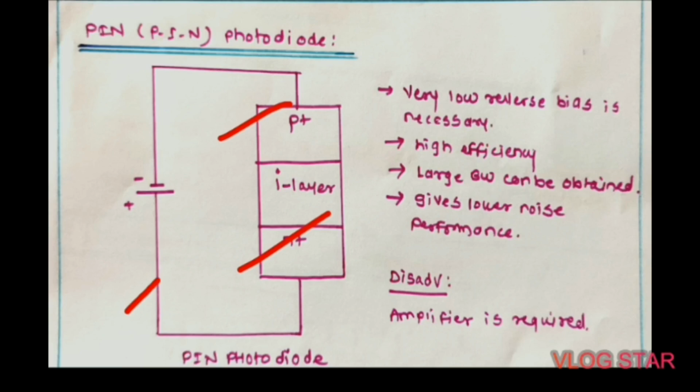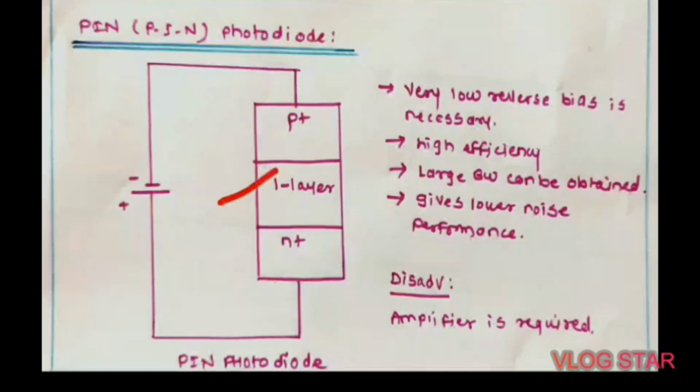The construction of this PIN photodiode looks like this. We can see in this figure, it consists of an undoped intrinsic I layer. This is your I layer. The width of this layer is more than that of the P plus and N plus layers. The resistivity of the I layer ranges from 10 ohm per centimeter to 100 kilo ohm per centimeter. After that we will see how it works.